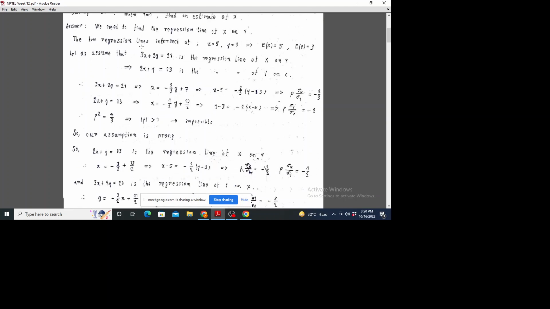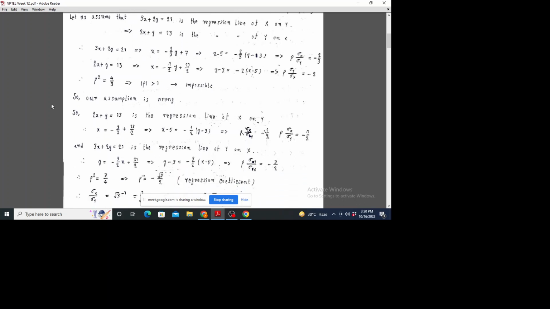Since we have found mod rho greater than 1, our original assumption was wrong. We assumed that 2x plus y equal to 13 is the regression line of y on x, and this assumption is wrong. That means the converse must be true, because there are only two lines, so only two scenarios are possible. So the converse of our previous assumption is true: 2x plus y equal to 13 is the regression line of x on y.